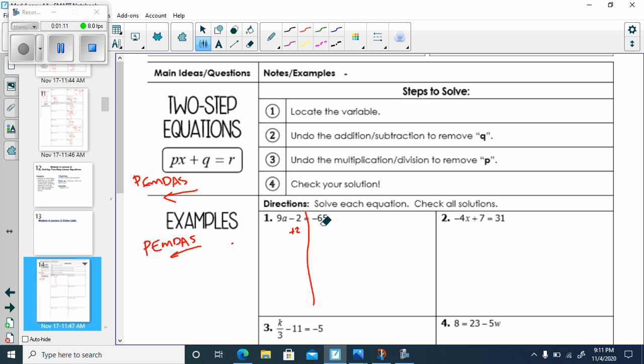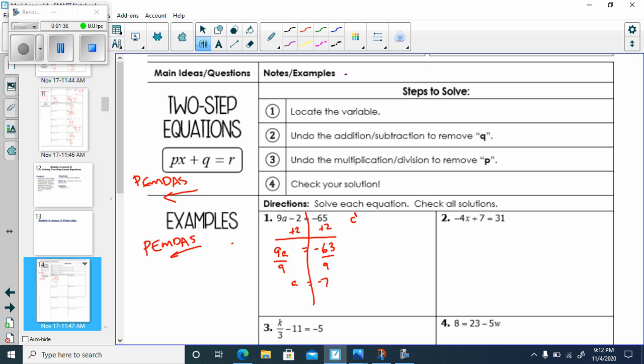Well, I would add 2 to both sides, which gives me 9 times a is equal to negative 65 plus 2. That's negative 63. Now, 9 times a, the opposite of multiplying by 9 is to divide by 9. So what I've got is a is equal to negative 7.